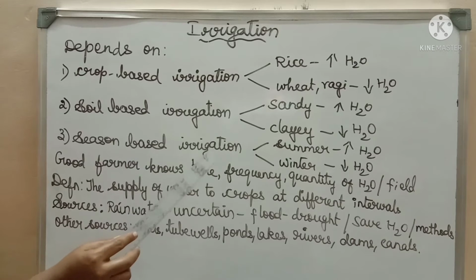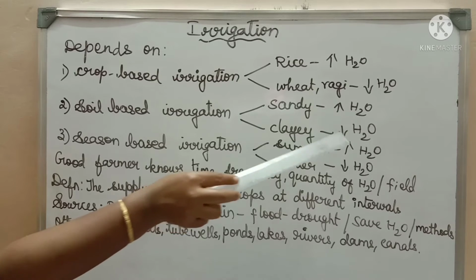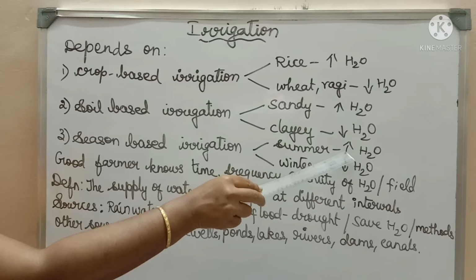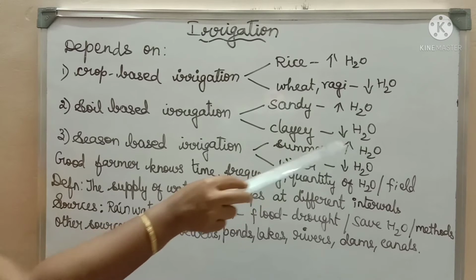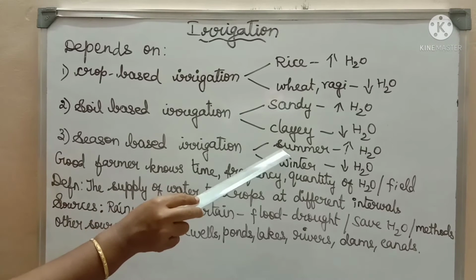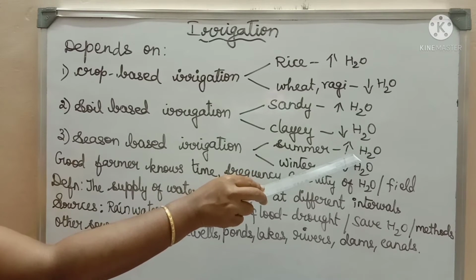Third one is season-based irrigation. As you all know, during the summer season the temperature increases. As a result, the transpiration rate also increases in the plant. Moreover, because of evaporation the soil may also lose water. In order to compensate for that, more water has to be supplied to the farmland.